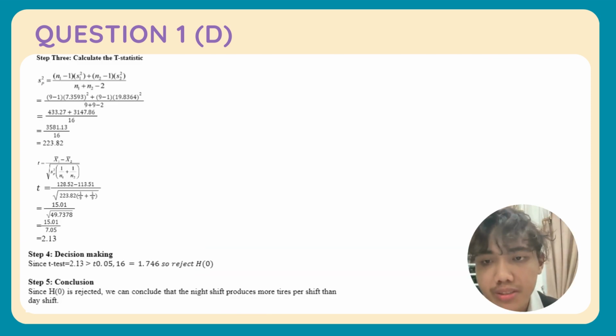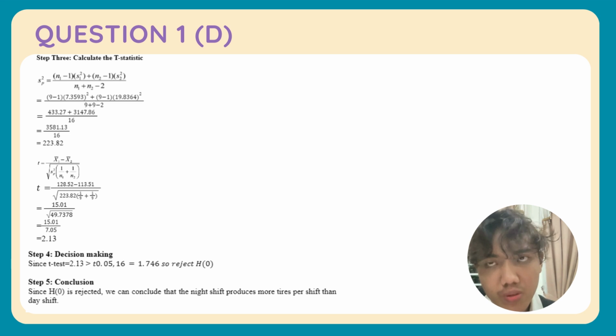Step 3, calculate the t-statistic. S2P is the pooled variance and you put it in the t-statistic, so you need to find it first. S1 squared is the variance, S2 squared is the variance also, and n is the data. Okay, I got the answer, 223.82. So for the t-statistic, just put it in there.